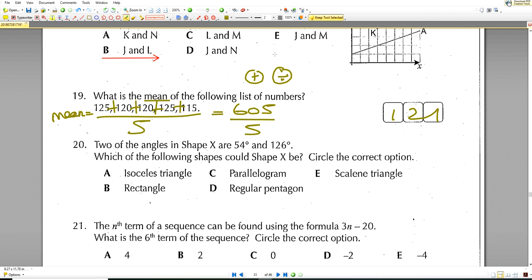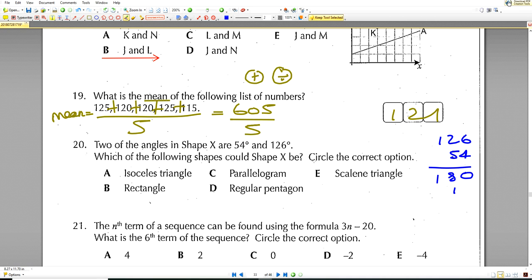Let's move on to question number 20. Two of the angles in shape X are 54 and 126. Which of the following shapes could shape X be? Circle the correct option. Well, if we add up 126 and 54, that should give us 180. So those two angles together already add up to 180 degrees.